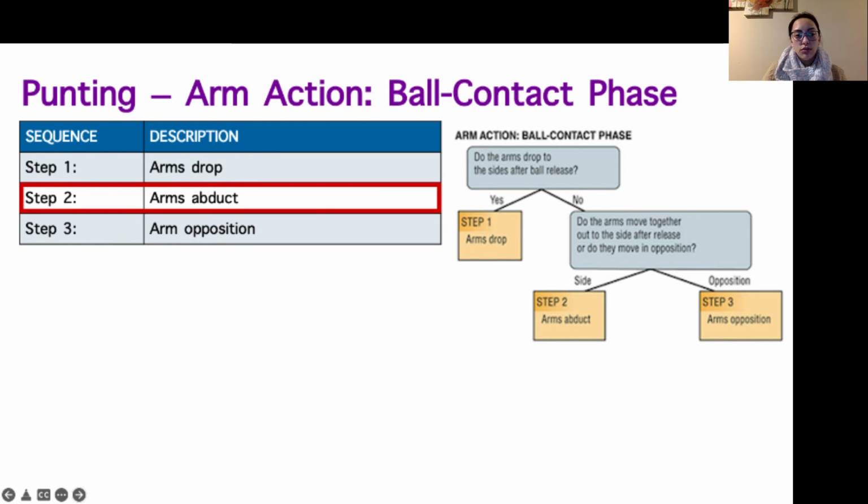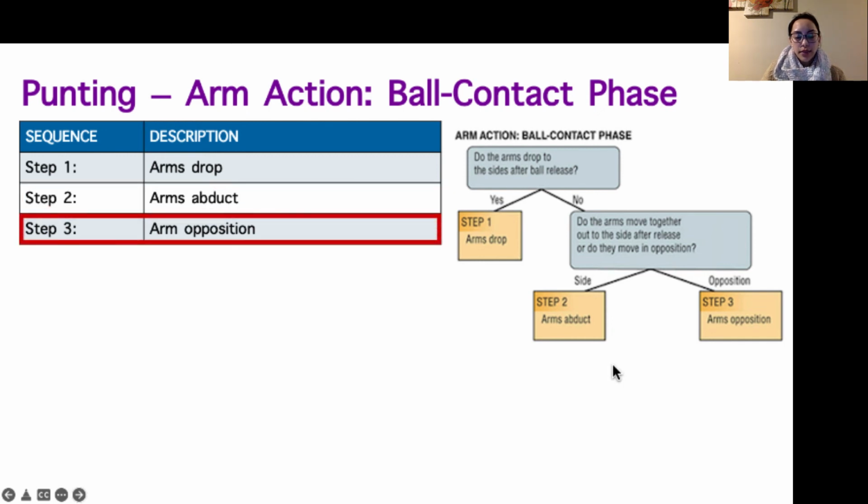For step 2, instead of dropping more down through the sagittal plane, we might observe that the arms go out to the side, or we have more abduction of the arms. They don't necessarily have to be straight arms, they could be bent, a variation of the two. But generally speaking, if the arms bilaterally abduct after the ball release, then we say a person is in step 2 of their developmental sequence.